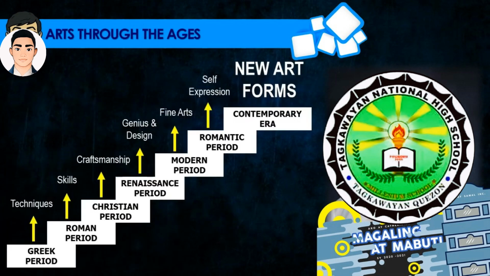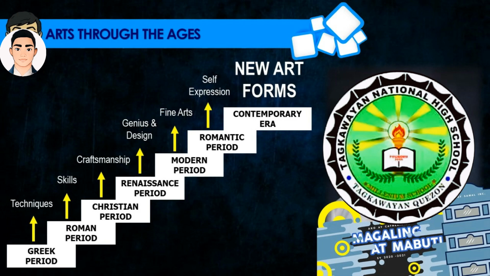Makikita natin kung paano umunlad ang larangan ng sining at sa anong aspeto ito umunlad. Example, from Greek period, ang na-develop ay ang pamamaraan or the techniques in the world of art. Pero pagdating ng Roman period, ang na-develop in the aspect of arts ay ang skills. Come Christian period, what we have developed in this field is the craftsmanship. Pero pagdating ng Renaissance period, it's evident that the aspect of being a genius and mostly ang focus ay ang design ay ang talagang na-develop sa Renaissance period.